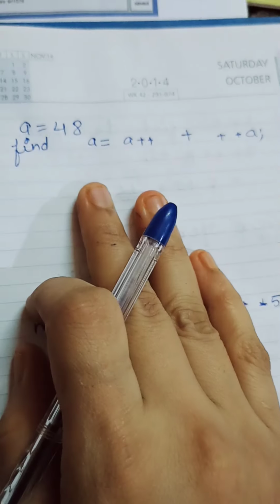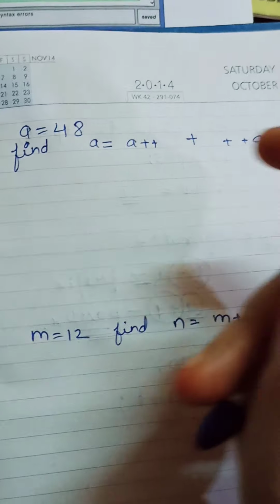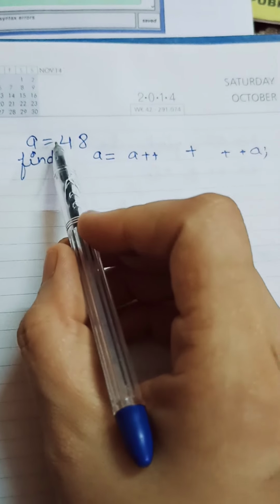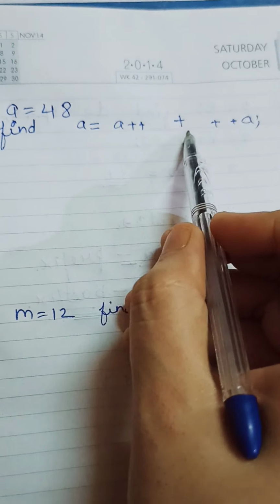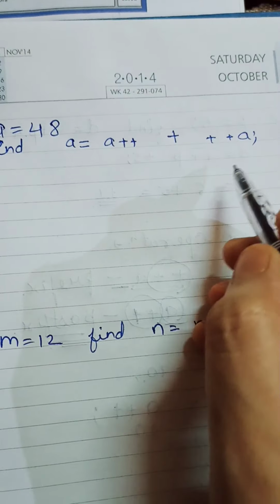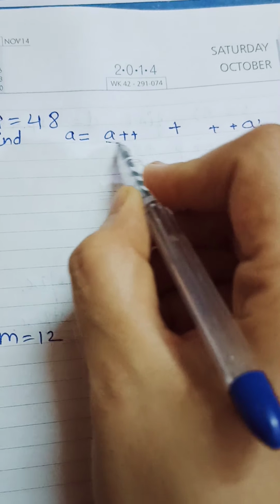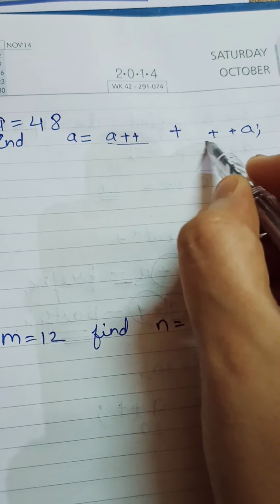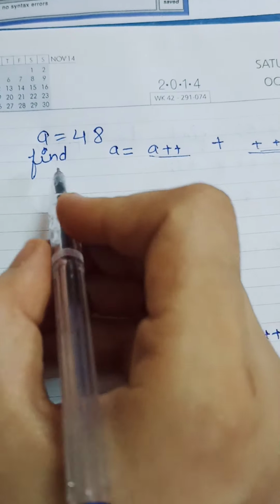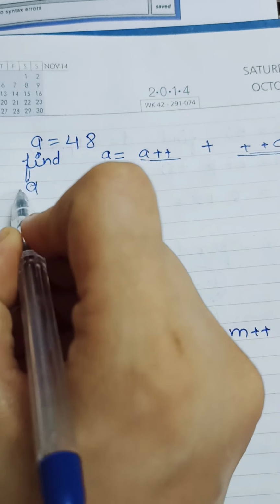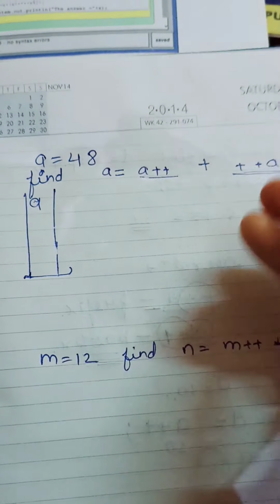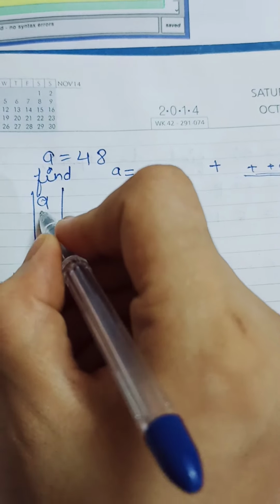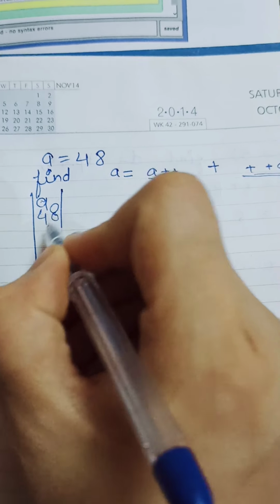Take another example. So this is another example, and here the value of a is 48. We have to find out this expression: a plus plus, plus plus a. This one is the postfix and this one is the prefix. Let's maintain a stack for a. What is the value of my a? Presently it is 48.